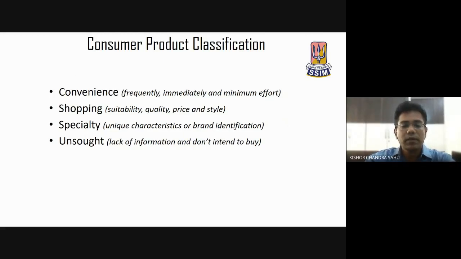Specialty products have unique characteristics or some brand identification, where consumers look for a particular brand.